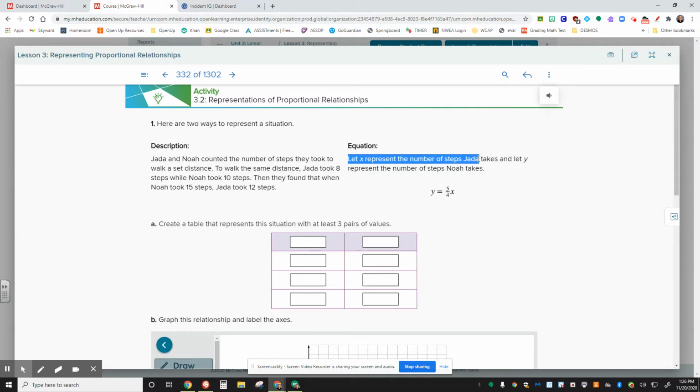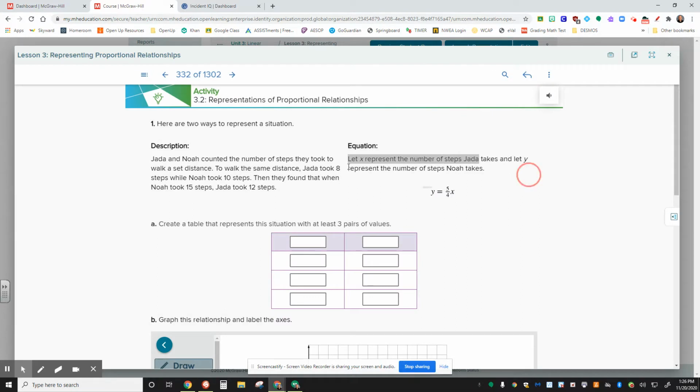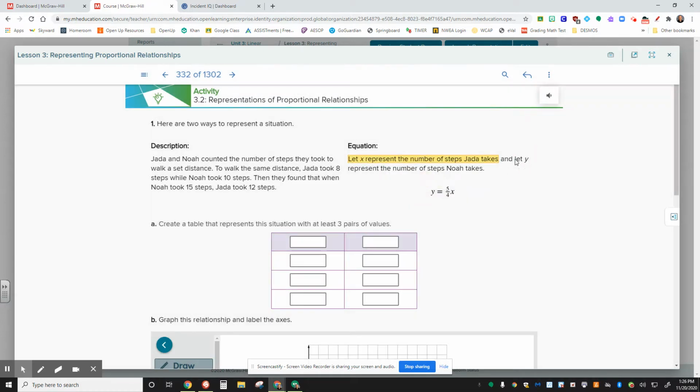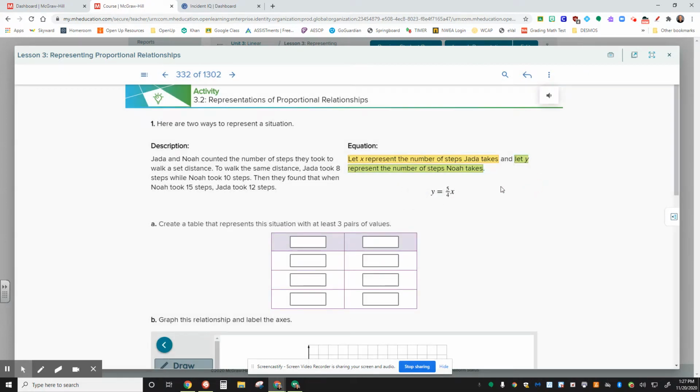First thing is this: let x represent the number of steps that Jada takes. I want to extend that a little bit more. So we need to understand that piece. Let's go ahead and highlight that. We'll give that one a yellow. And then let's talk about Noah and his steps. And Noah's steps will represent the y coordinate. So Jada's steps are the input, Noah's steps are the output.